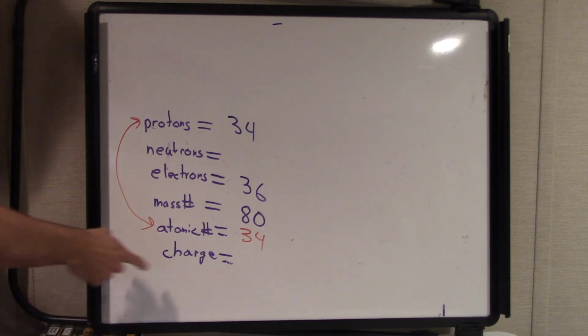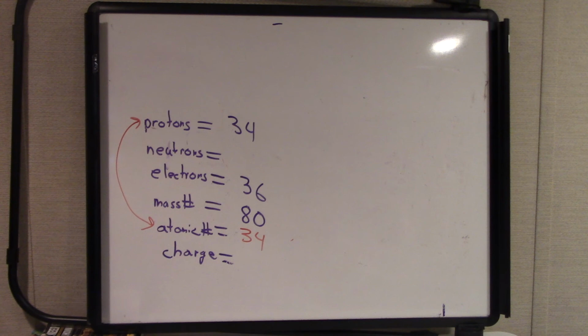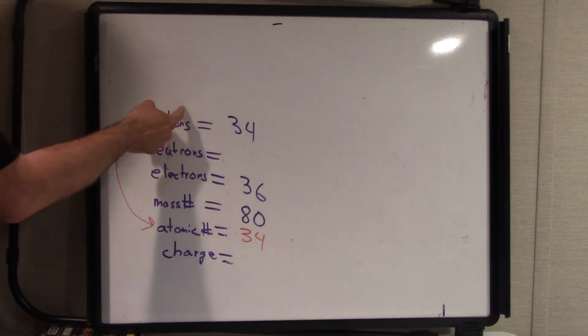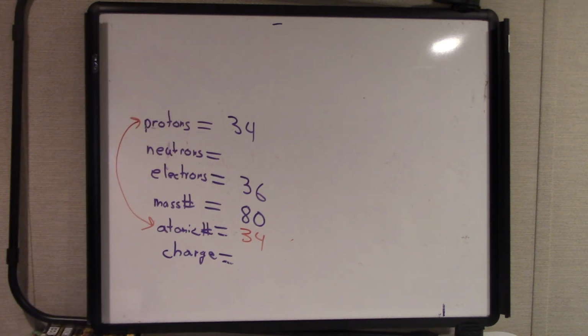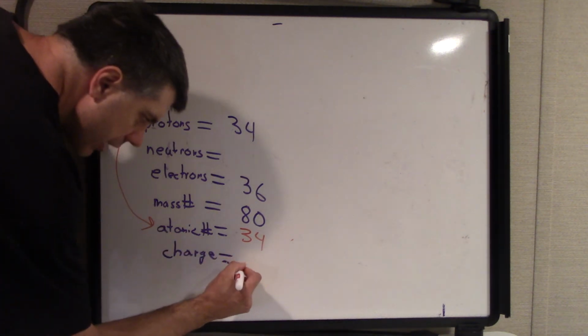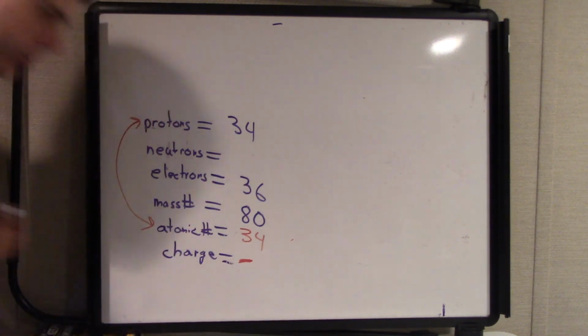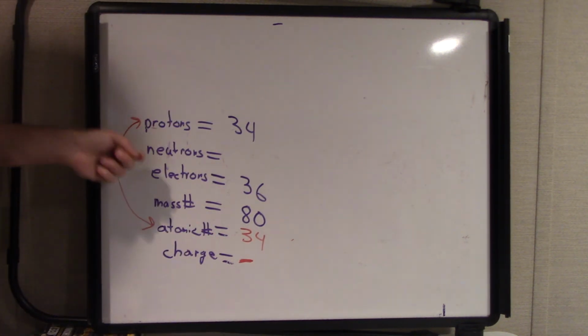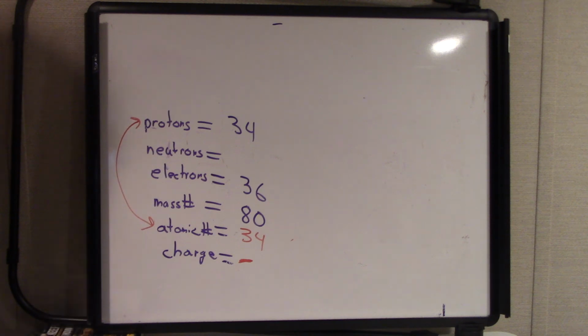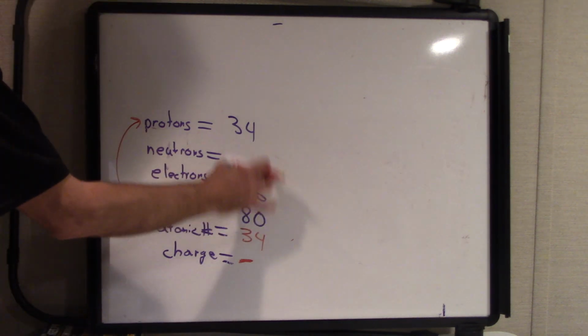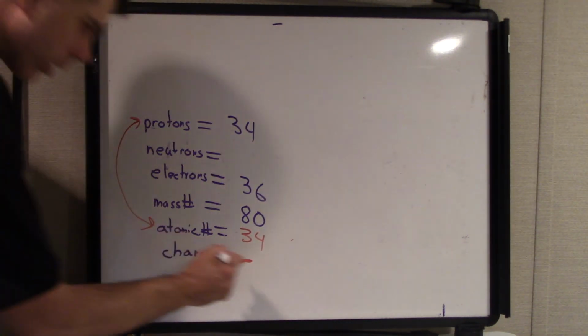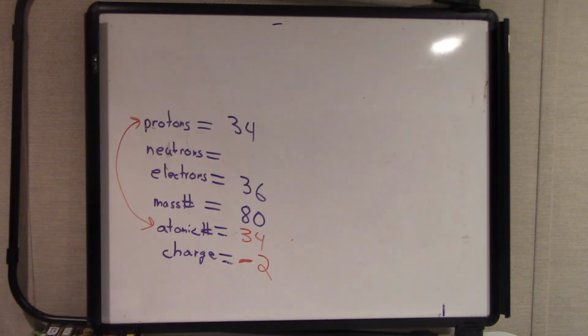We can also figure out the charge pretty easily. I have 34 protons and 36 electrons. If I think about protons being the positive charges and electrons being the negative charges, I have 2 more electrons than protons. So I better have a negative charge associated with that. How many more negative electrons than positive protons do I have? Well, 36 compared to 34 would be 2 more. So that's going to give me that -2 charge that I see here.